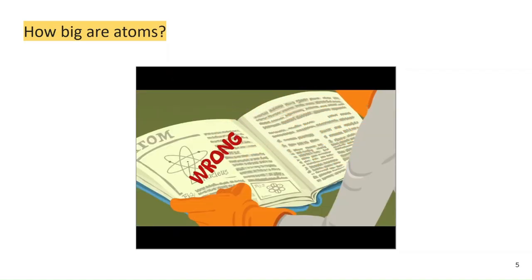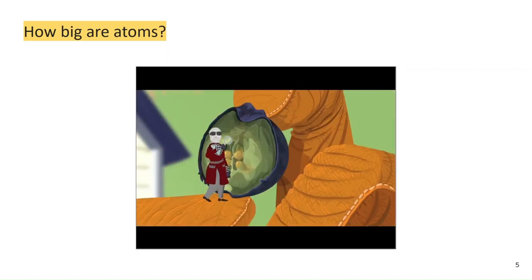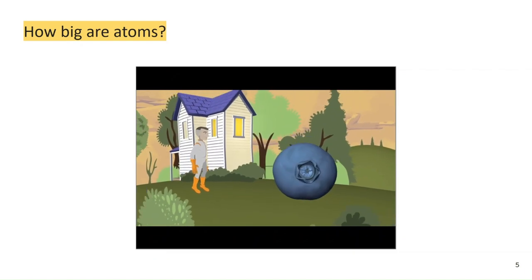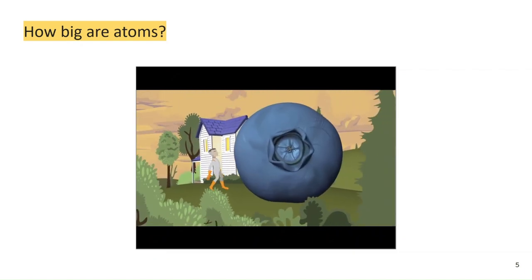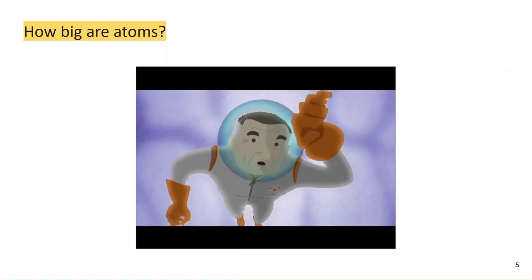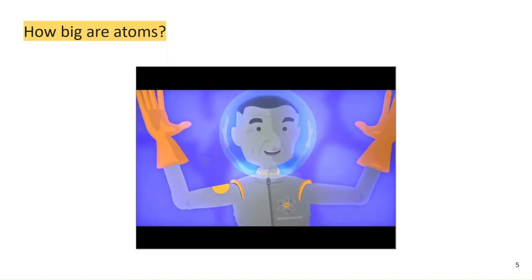So how big is the nucleus? If you popped open the blueberry and were searching for the nucleus, you know what? It would be invisible. It's too small to see. Okay, let's blow up the atom, the blueberry, to the size of a house. So imagine a ball that is as tall as a two-story house. Let's look for the nucleus in the center of the atom. And you know what? It would just barely be visible.